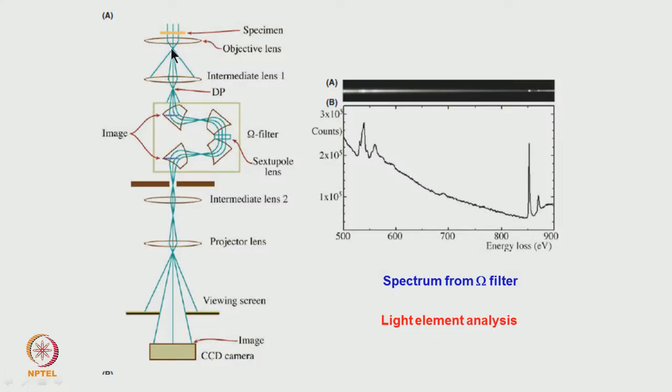So, all the electrons which have lost their energy are removed from the beam, and the electrons which have been only elastically scattered come and form an image on the screen. What is the advantage of it? Suppose the sample is a thick sample, in which a lot of these inelastic scattering processes will take place. Electrons have lost energy.